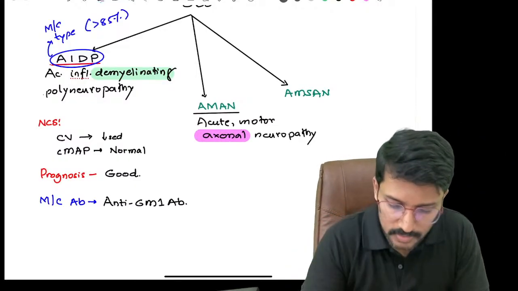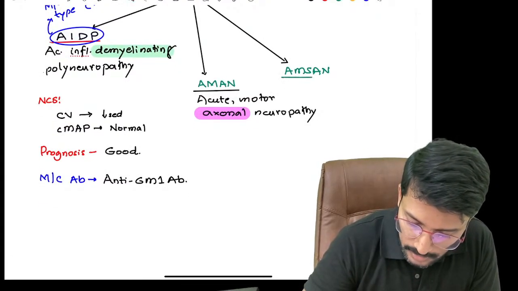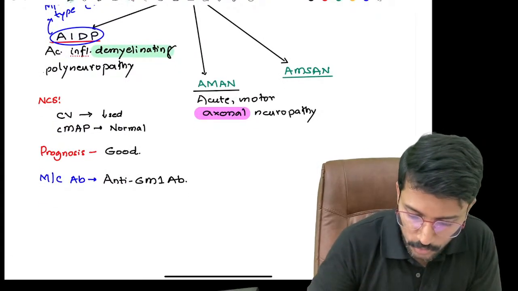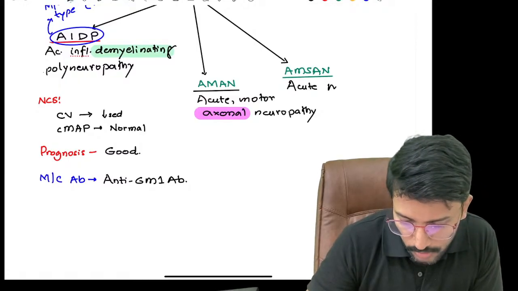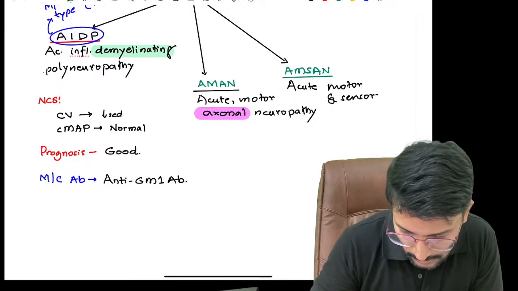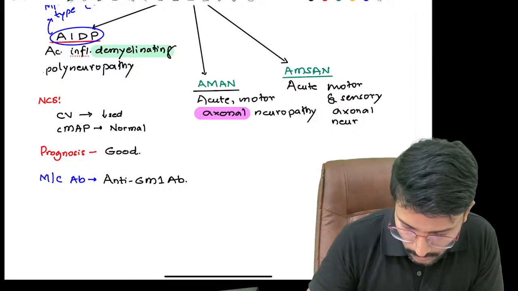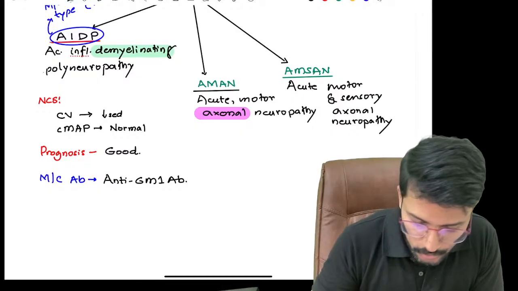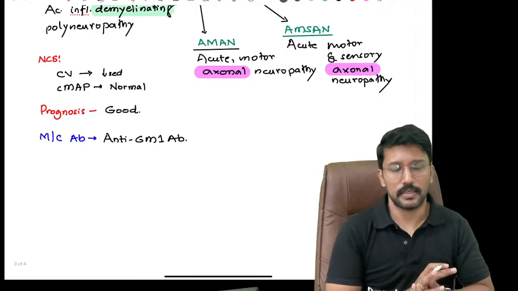Okay. Now what is this AMSAN? AMSAN stands for acute motor and sensory axonal neuropathy. So this is also an axonal injury variant.